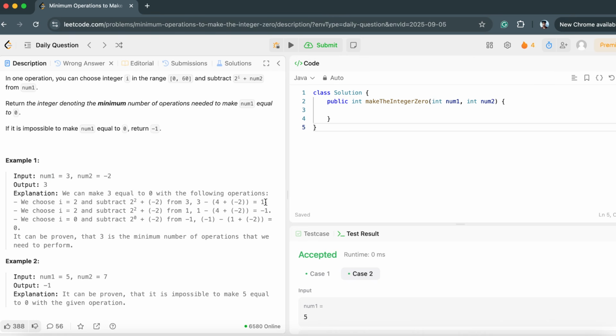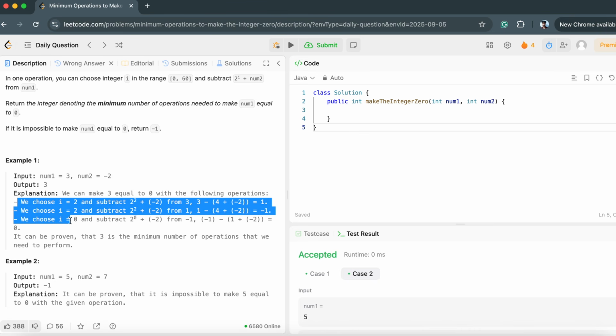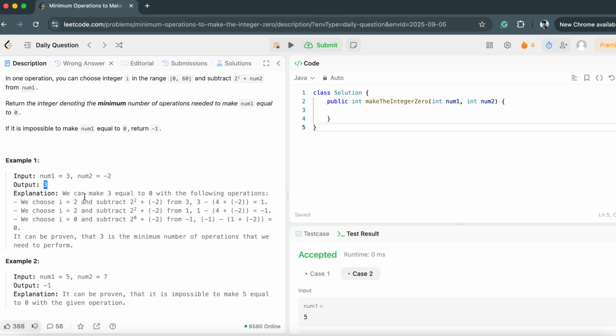So the answer is 1. Again, when we pick i equal to 2, this value is what we have to subtract from num1, and num1 was 1 from the previous operation, so here the answer is -1. Lastly, when we choose i equal to 0, 2 to the power of 0 plus num2 is subtracted from num1. So ultimately the answer is equal to 0. We were able to make num1 0, so we required three operations, and 3 is what we have to print as the output.